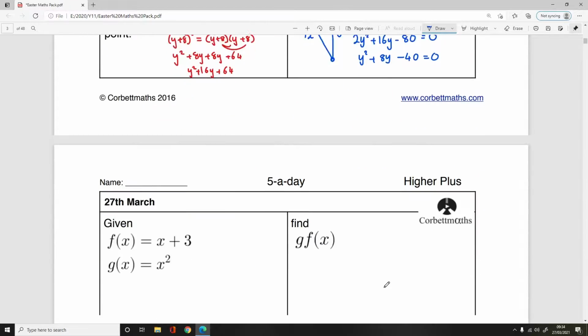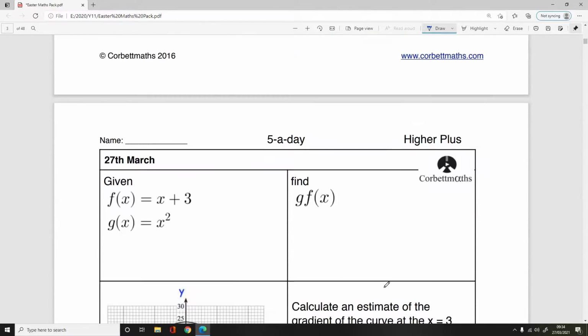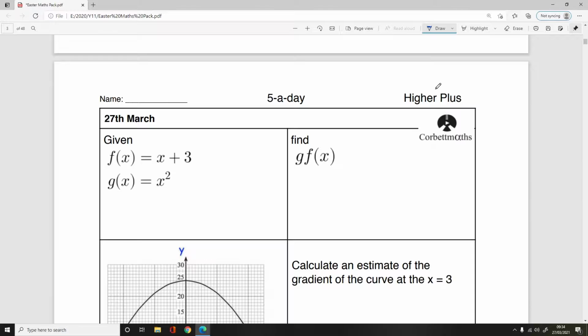Okay. And then on to higher plus. So again, remember higher, grade 7. Higher plus, we're talking grades 8 and 9s. So, starts off with some functions here. And it starts off with composite functions. So this is, I think the exam basically considers this grade 9. This is like one of the last sort of things you'd see.